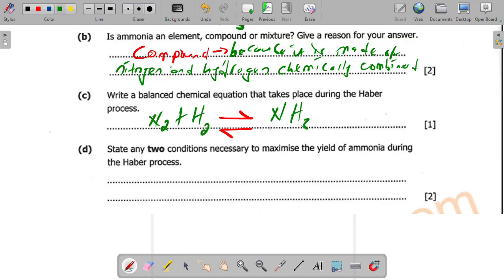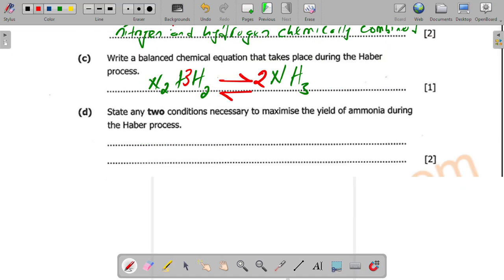And here we're going to have NH3. So this equation is not actually balanced. We need to balance it so that we have 2 nitrogen atoms and 6 hydrogen atoms. So for us to balance it, we add our 2 there, and we add our 3 there. So this one is actually balanced. We have 2 nitrogen atoms and then we have 6 hydrogen atoms. Balanced. So this is how you answer this particular question, and you have your 1 mark there.